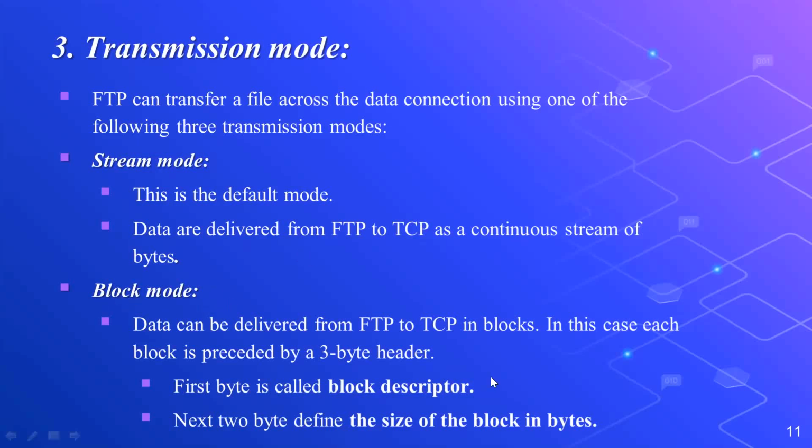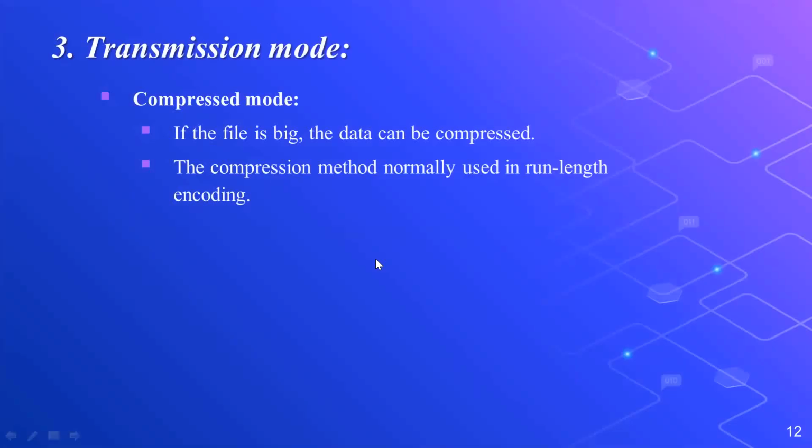The second one is block mode. Here the data is delivered from FTP to TCP in terms of blocks. In this case, each block is preceded by a 3-byte header. The first byte is called the block descriptor. The next 2 bytes define the size of the block in bytes. And the third one is compressed mode. For example, if the file is big, the data has to be compressed. In this case, data can be compressed, and the compression method normally used is run length encoding.